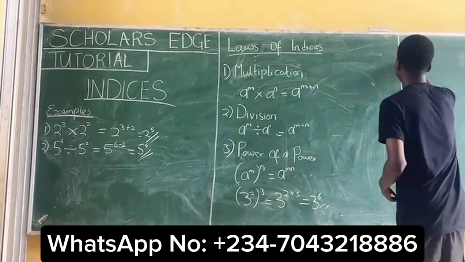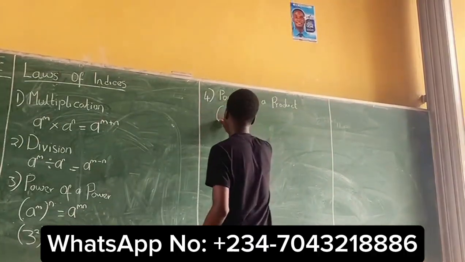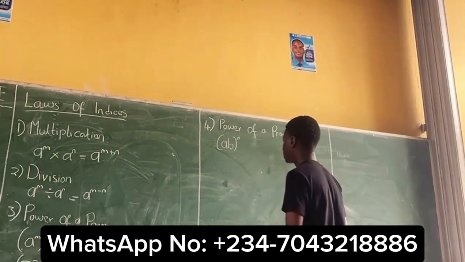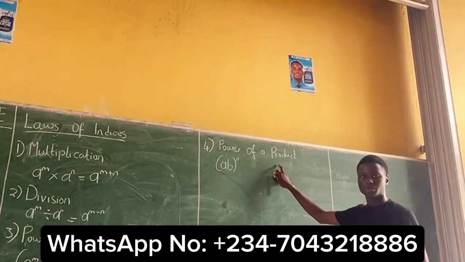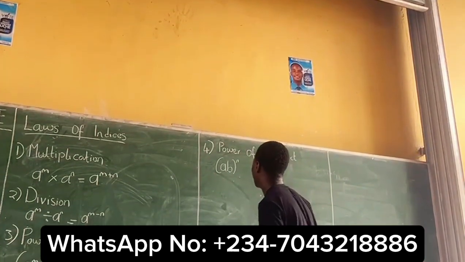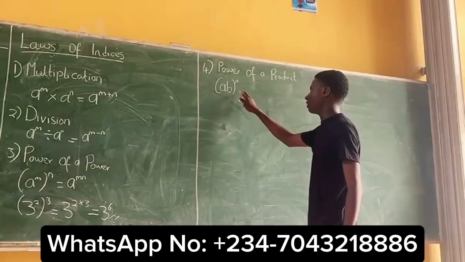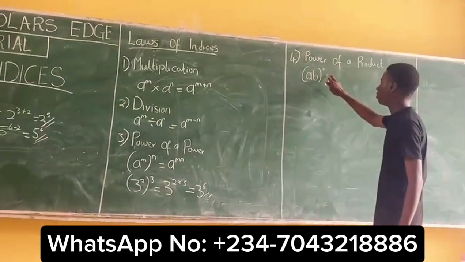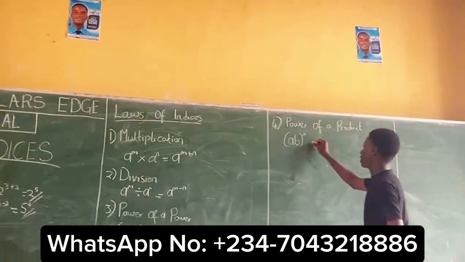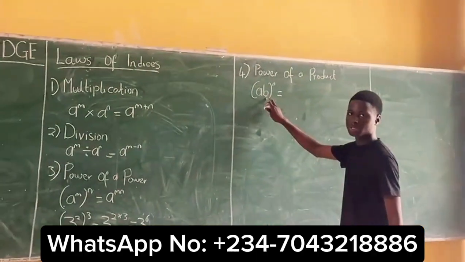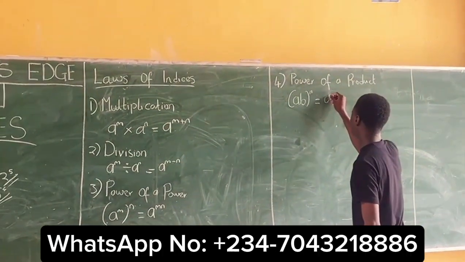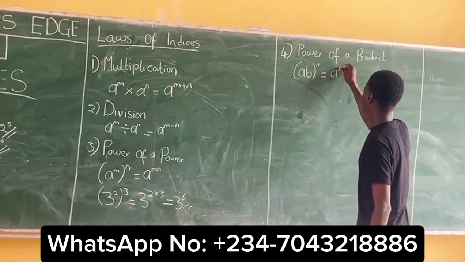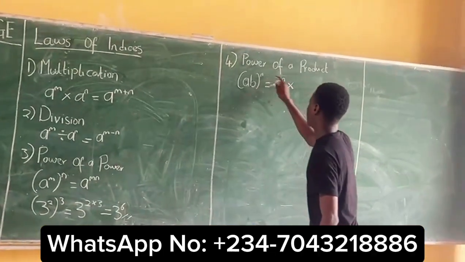Moving over to the fourth law. The next we have is the power of a product. When you have such a problem, (a b) to the power of n, this is the same thing as a times b, all to the power of n. What you have to do is separate these two terms. So we have a, and then we give them individual powers: a to the power of n multiplied by b to the power of n.